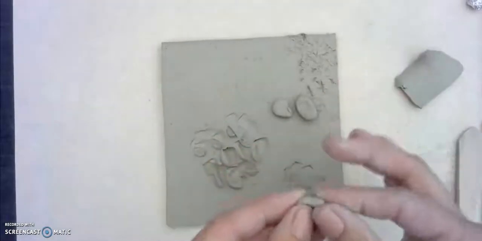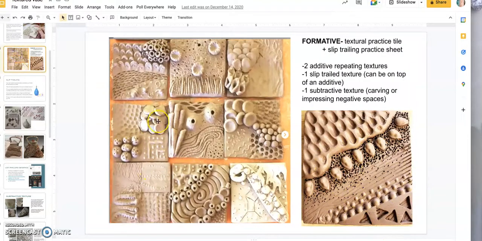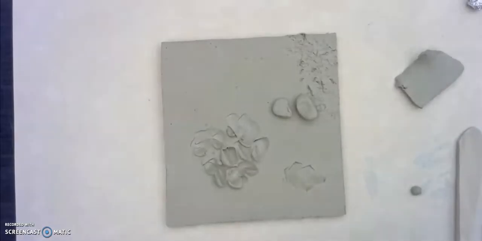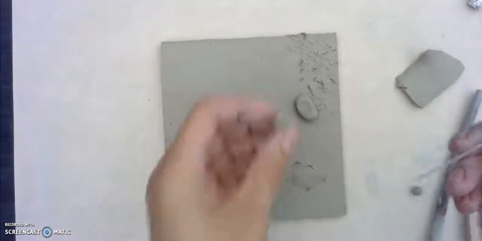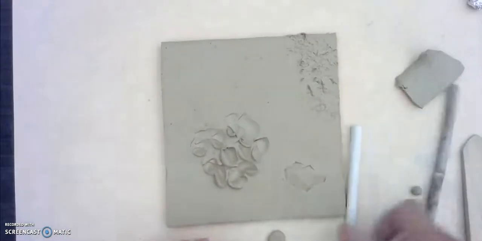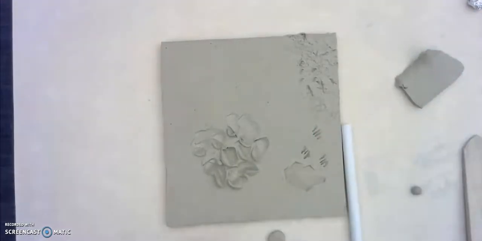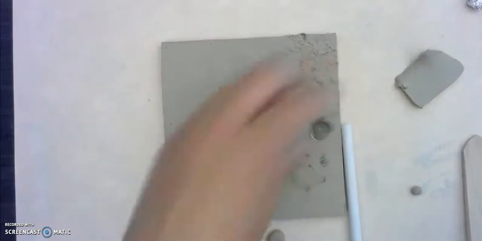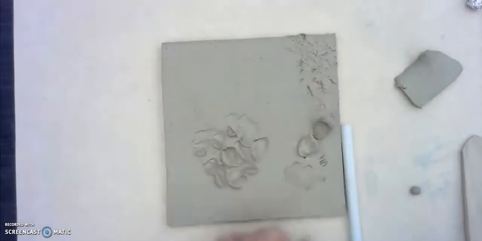Again, your tile, if you're remembering what we're doing here, we're showing a sampling of textures. This is definitely surface manipulation. So again, we need to score and slip anything that we are attaching, because even though this is a sample, we're actually going to keep this tile for a while. So as you work on it, really use this assignment as a way to experiment and just see, do I want to use these techniques in my design? Do I want to use that?